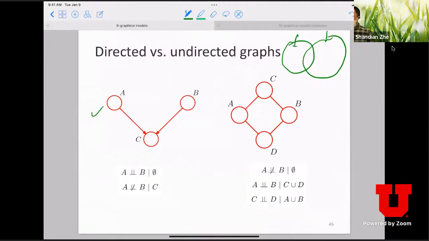First, from this head-to-head structure, the Bayesian network, we know that conditioned on the empty set, A and B are independent, right? But conditioned on C, A and B are not independent. If you convert it to an undirected graph model, you cannot have these two properties hold simultaneously.